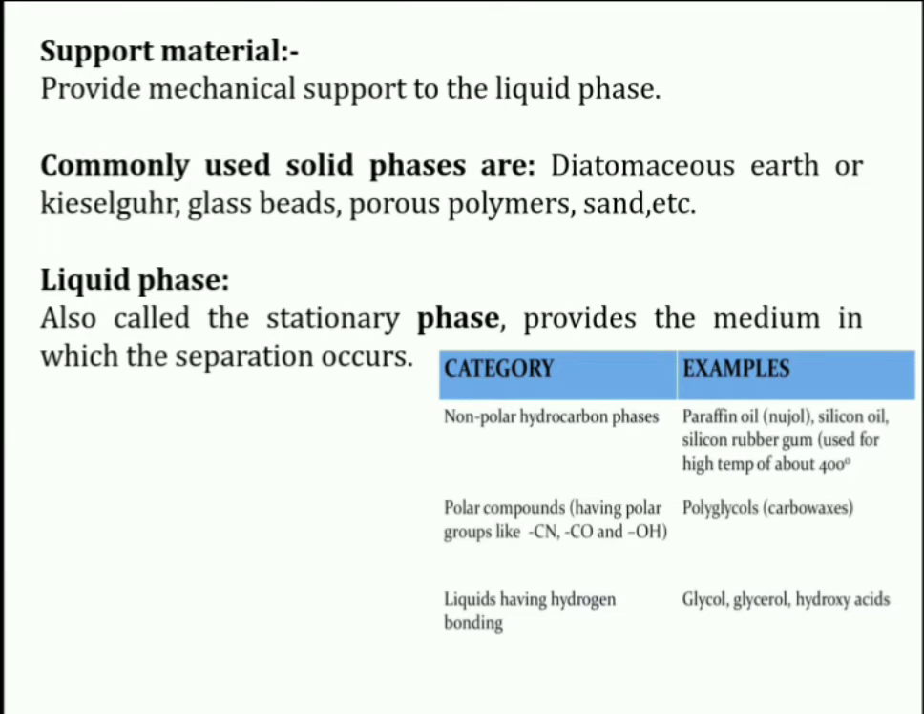Column support material. The main function of the column support material is to provide mechanical support to the liquid phase. An ideal support material should have a large surface area, be chemically inert, get uniformly wet with the liquid phase, and should be thermostable.